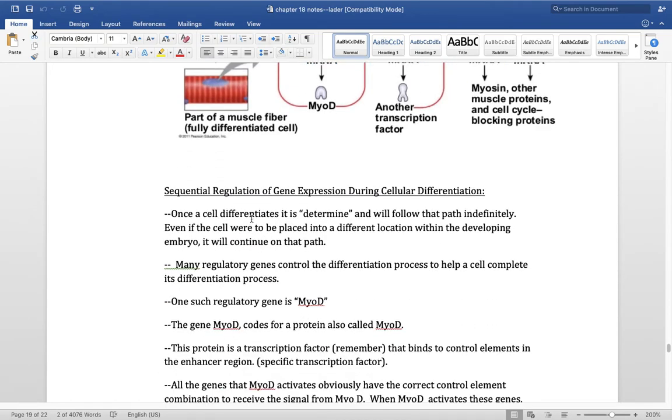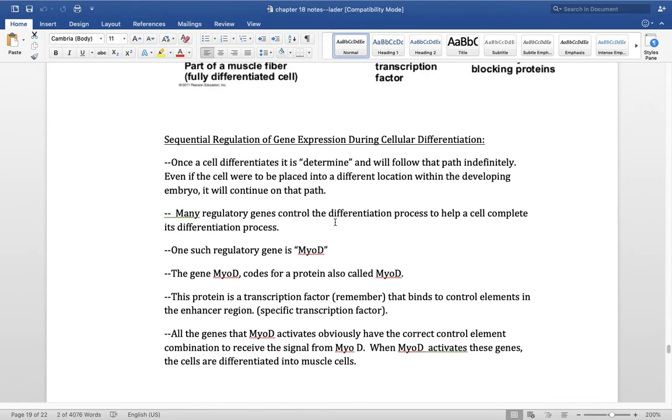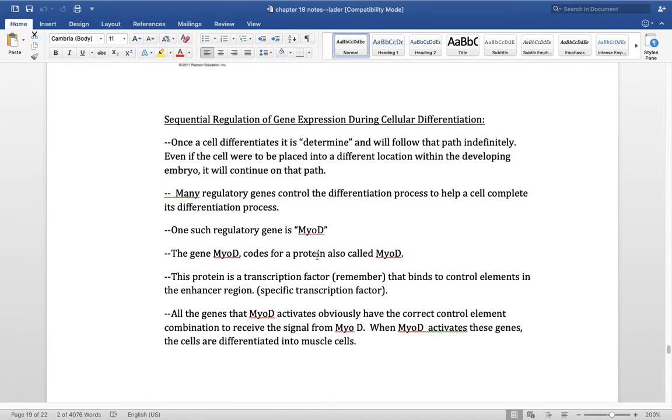So once a cell differentiates, it is determined and will follow that path indefinitely, even if the cell were to be placed into a different location within the developing embryo, it will continue on that path. So many regulatory genes control the differentiation process to help a cell complete its differentiation process. One such regulatory gene is MyoD. The gene codes for a protein also called MyoD.